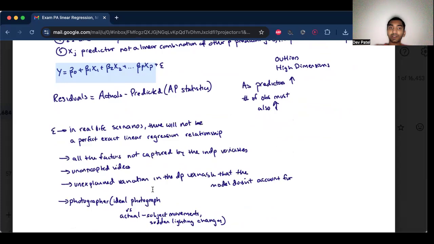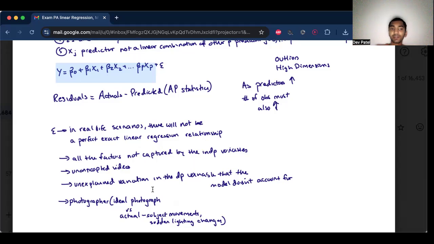In real life scenarios, there could be, in general, a linear relationship between these two variables, but it's not perfectly the case. It's not going to be the case that two variables are exactly, perfectly linearly related in really any situation. They may be correlated or we may see some relationship, but it's very unlikely that they have exactly this linear regression relationship. And so this error term really is the unexplained variation in the dependent variable that the model doesn't account for.